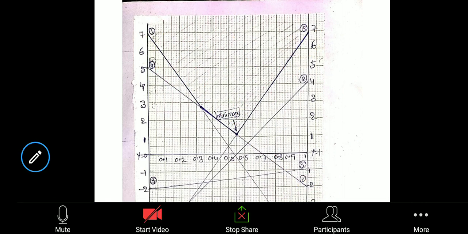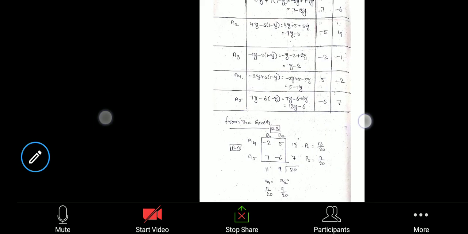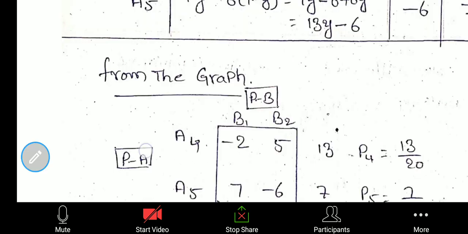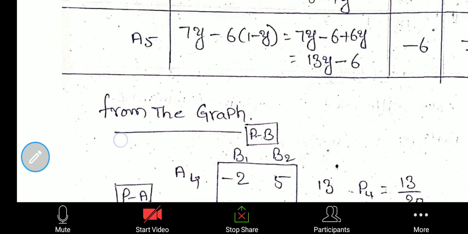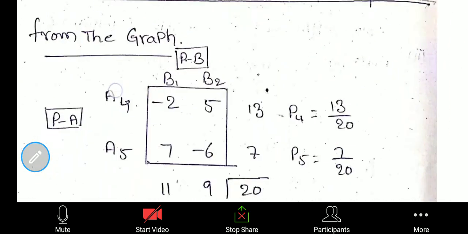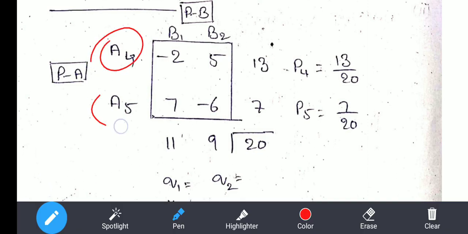Means A4, A5 will be considered to find the value of the game, as well as for finding the probabilities. Sorry, not B4, B5, A4, A5 will be considered. These values will be taken from the tabular column B1, B2. So apply the oddments calculation, I mean mixed strategy.